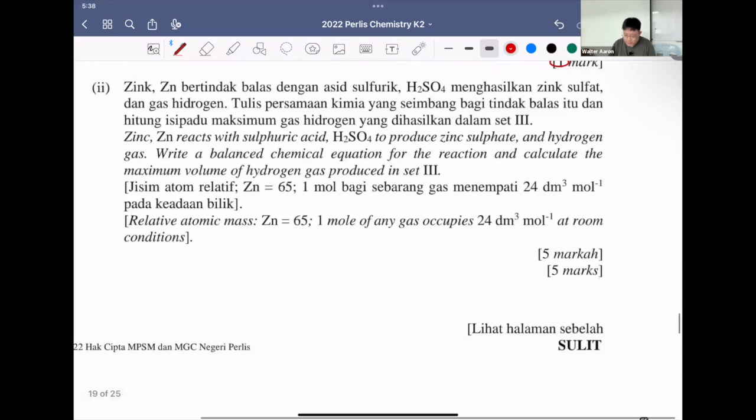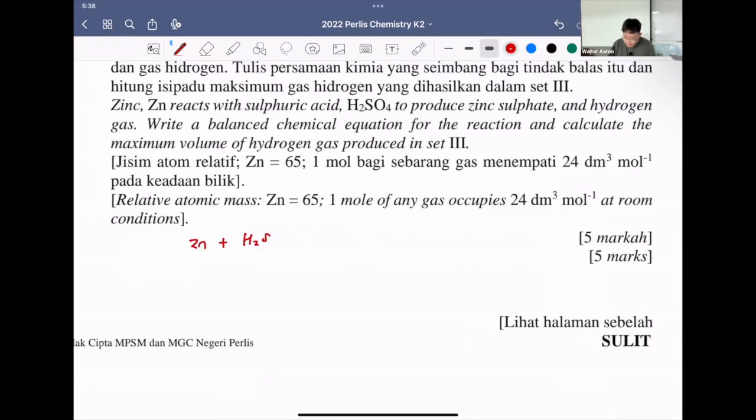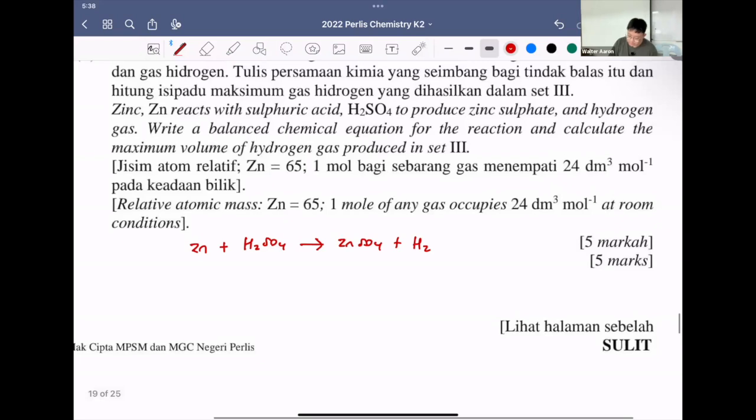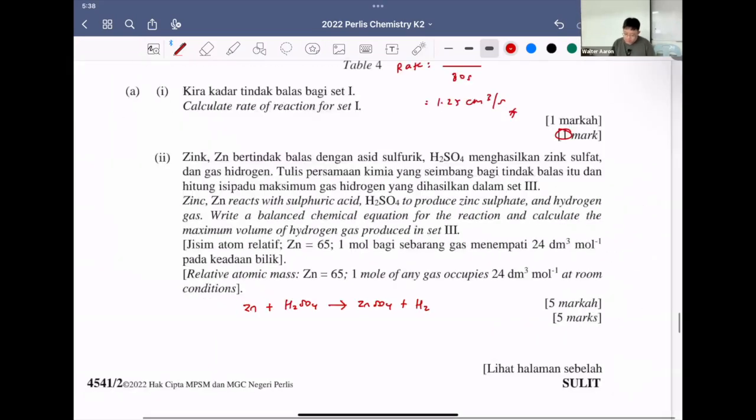Okay, very simple. So the first one will be zinc added to sulfuric acid. I think that's a very common one. And you will get zinc sulfate plus hydrogen gas, okay? So right now, what we say here is imagine you want to get the maximum volume of hydrogen gas. Now, how much is the number of moles?